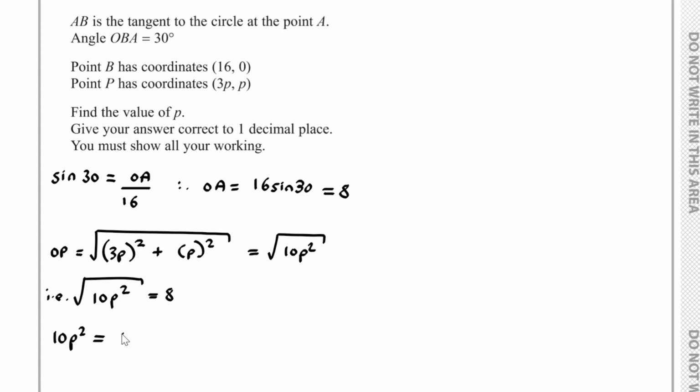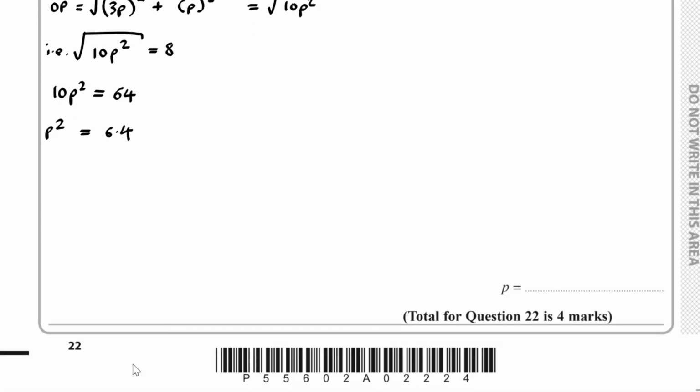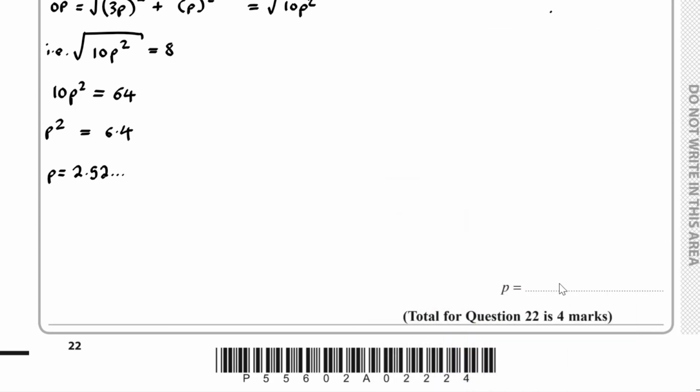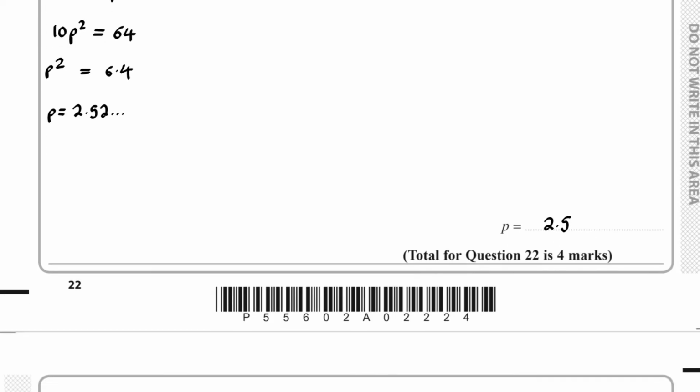So we have the square root of 10p squared equal to 8. 10p squared is equal to 64. p squared is equal to 6.4. And therefore, square rooting, we see that p is equal to the square root of 6.4, which is 2.52, etc. So therefore, to one decimal place, we have 2.5.